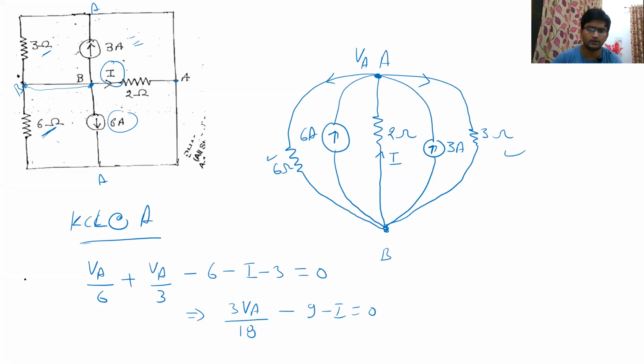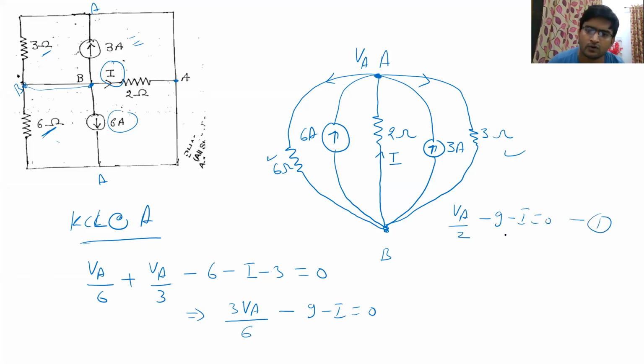Sorry, this value will actually be 6. So what we will get is VA by 2 minus 9 minus I is equal to 0. This is your equation 1.